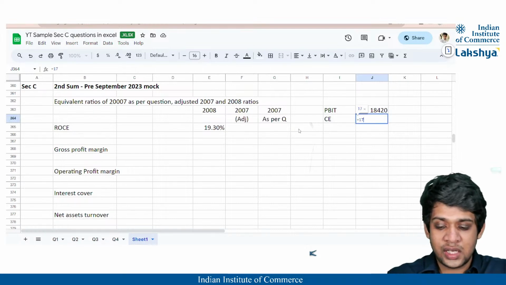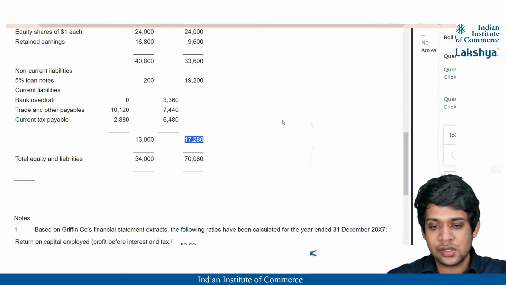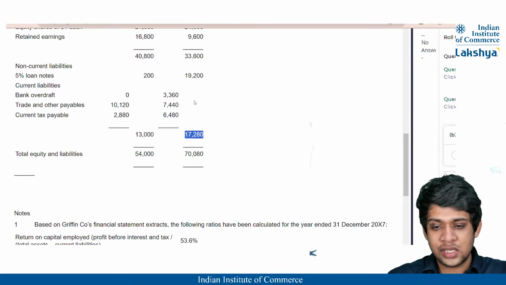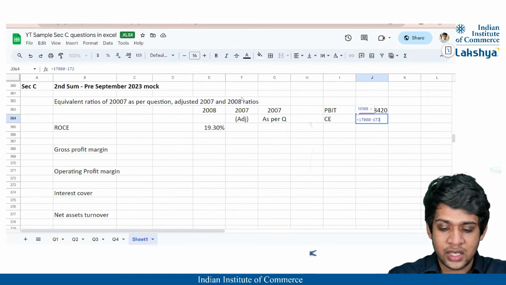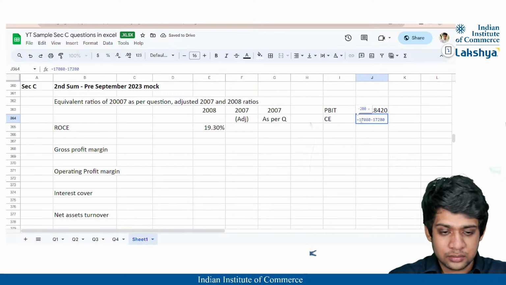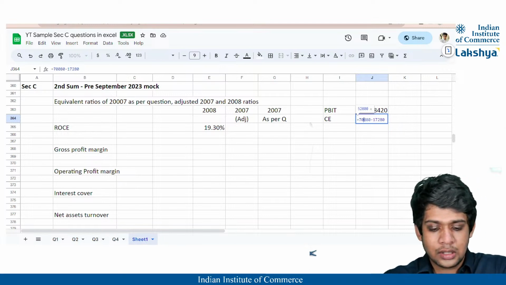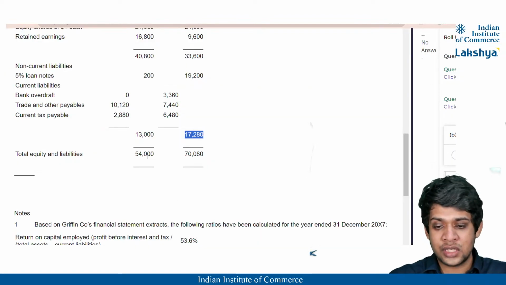So it is equal to 70,000 minus current liabilities of 17,280, right? That's impossible. It's 70,000, I've written 17,000. Yeah. So my capital employed is 52,800.